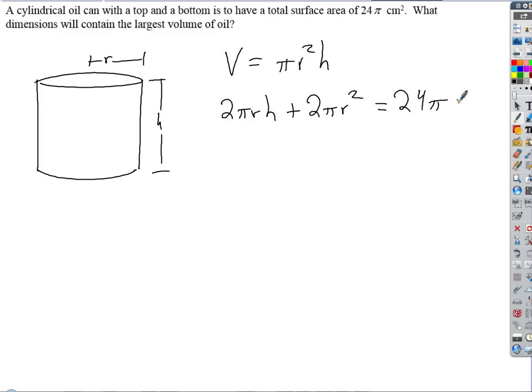We could divide everything by pi. Yeah, we could divide everything by 2 pi, couldn't we? So really, we could divide everything by 2 pi and get r h plus r squared equals 12.